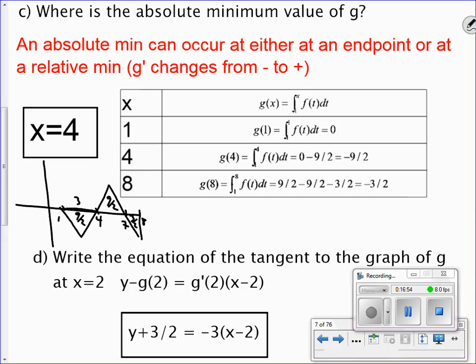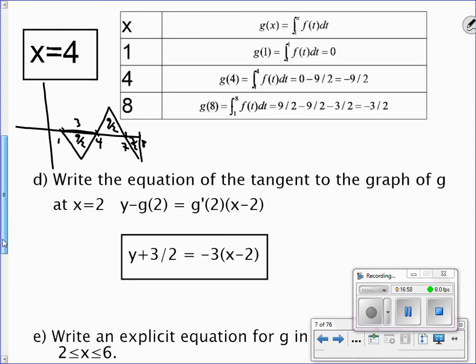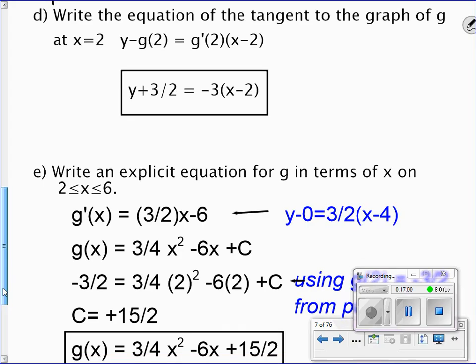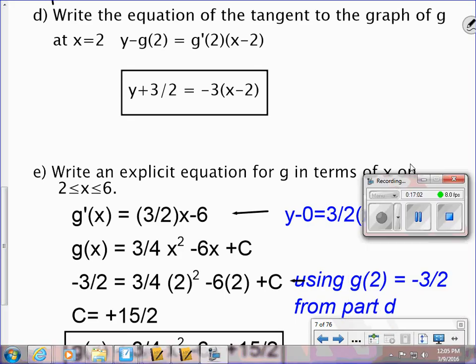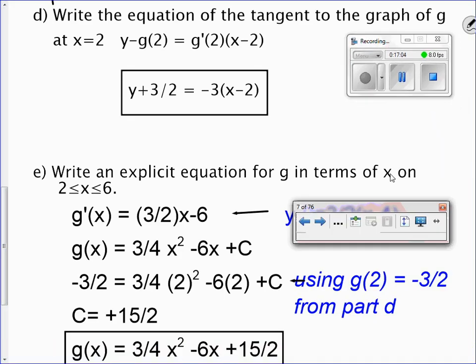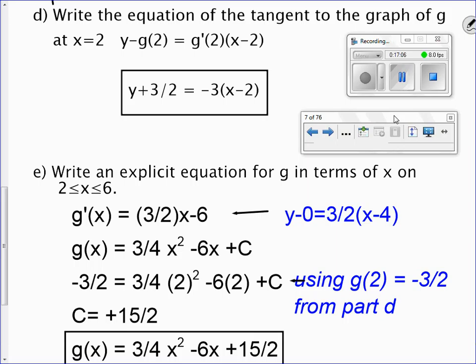And then part D is like the one we were talking about before. Oh, no, it isn't. Whoa, tangent, that's a big one. If you have to write the equation of a tangent line to the graph of g at x equals 2, it's y minus g of 2 equals the slope, g prime of 2, times x minus 2. How do we get g of 2?